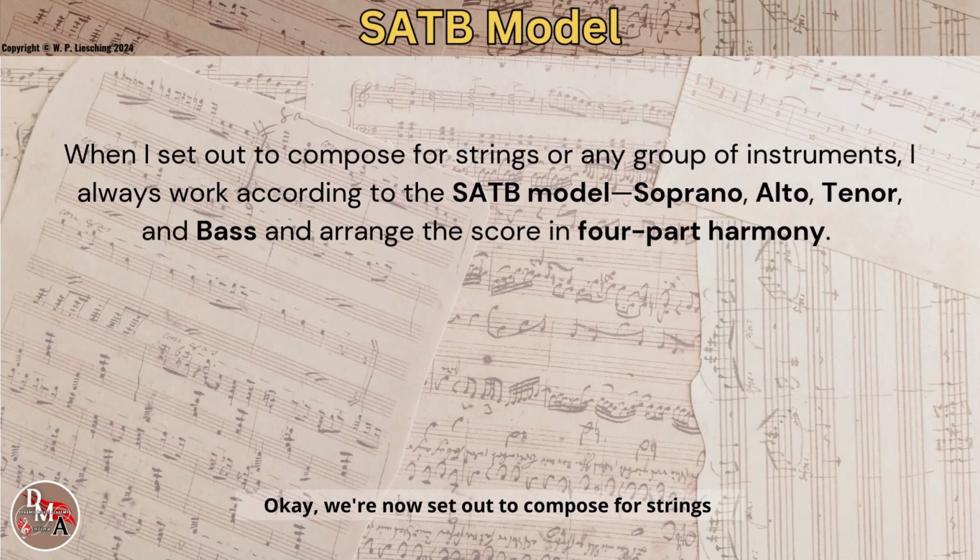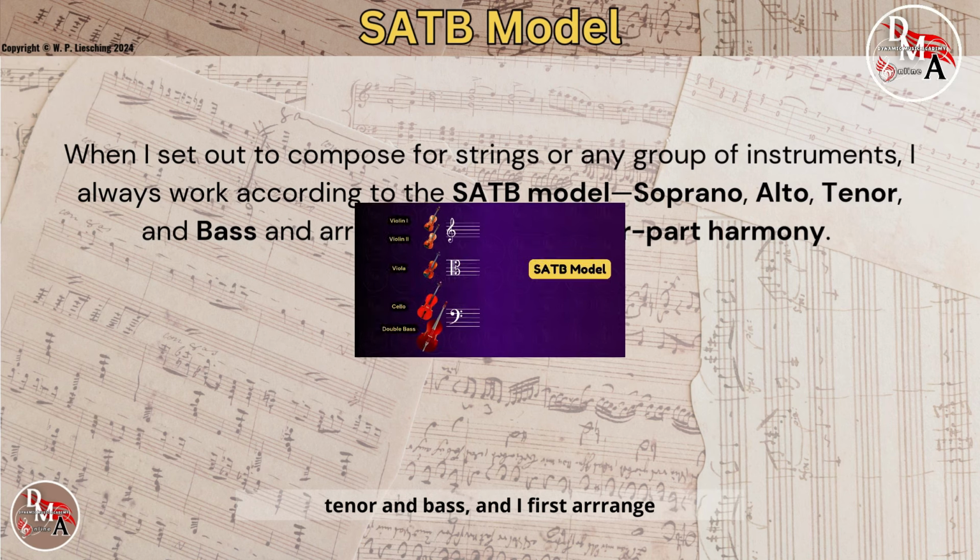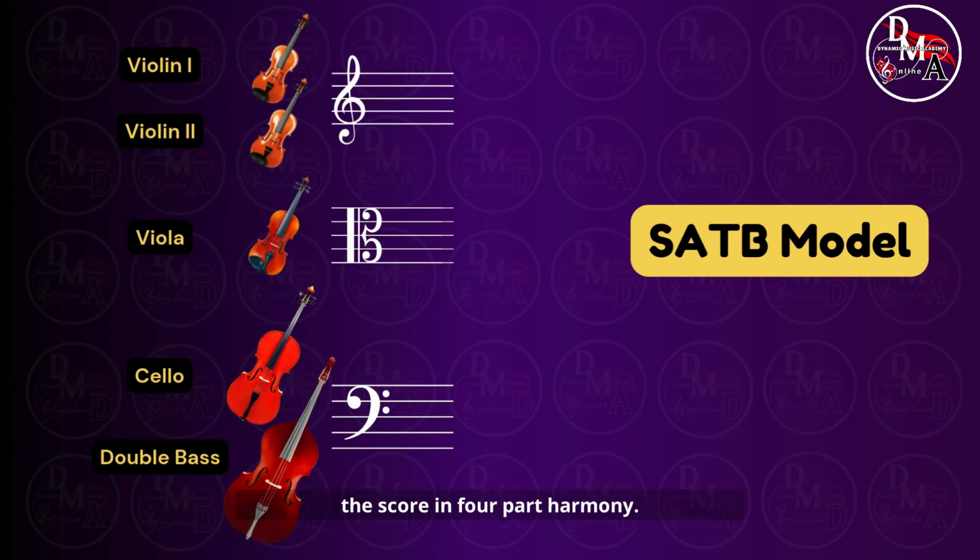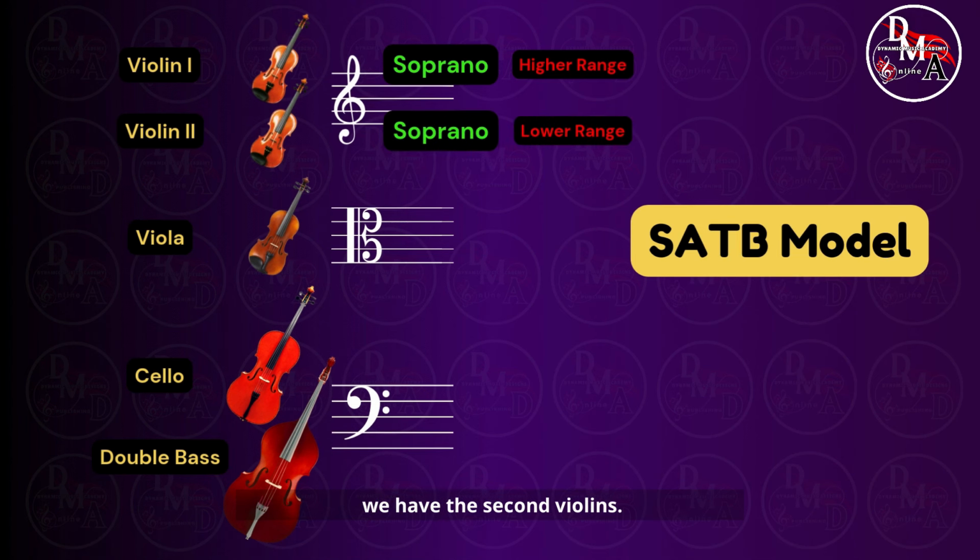Okay, when I set out to compose for strings or any group of instruments, I always work according to the SATB model of vocal ranges, which is your soprano, alto, tenor, and bass. And I first arrange the score in 4-part harmony. In the soprano higher range, we have the first violins. In the soprano lower range, we have the second violins.